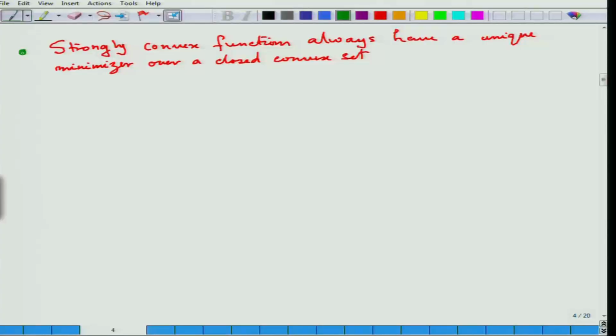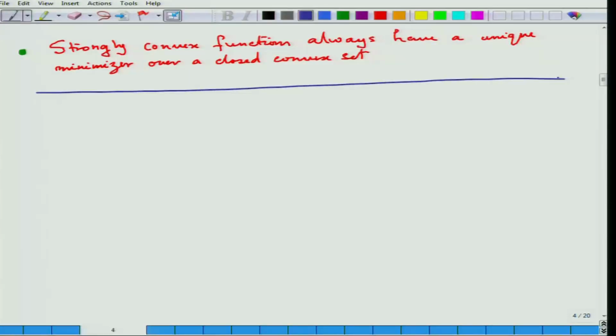That is why strongly convex functions are so important, because you are always guaranteed a unique minimizer over a closed convex set. There will be a minimizer. It does not say that the set has to be bounded, the set need not be bounded, but still it will give you a unique minimizer, and that is a rather important result which we separate out. How this result is important for us is what we are going to see.